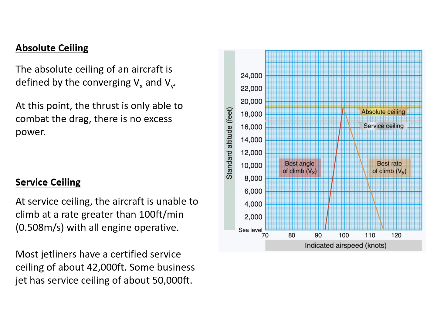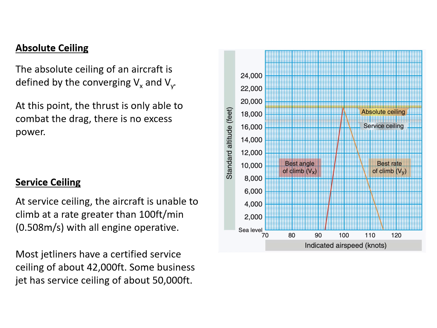So they will converge. Vx and Vy will converge to one point at a certain height. And the example shown here converges at about 19,000 feet. So that convergence point, we name it the absolute ceiling. So the absolute ceiling of an aircraft is defined by the converging Vx and Vy. At this point, the thrust is only able to combat the drag, and there is no excess power to further increase the aircraft's altitude. So that's why we call it absolute ceiling.